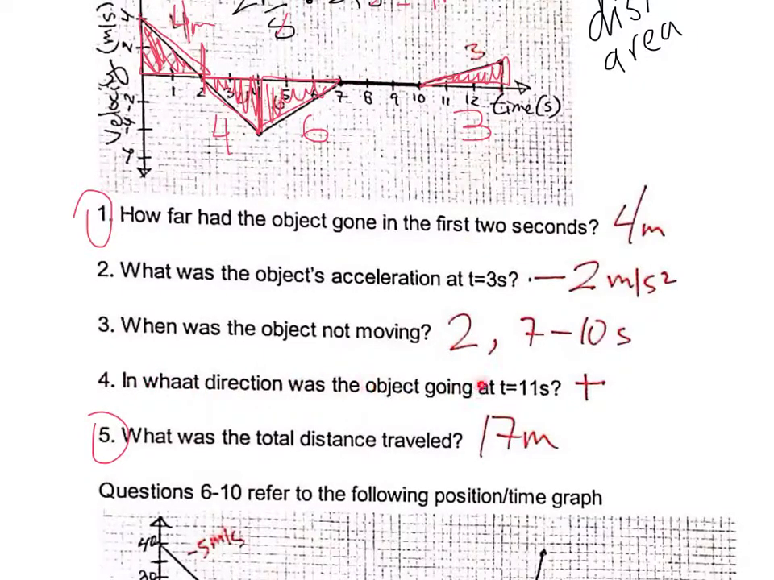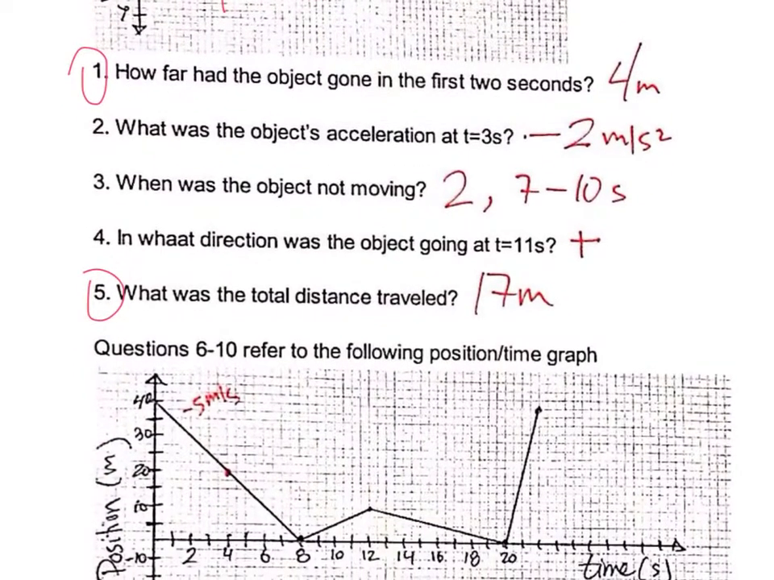In what direction was the object going at t equals 11? So it has some positive value of velocity. Looks like about 2/3 of a meter per second. But if you said this, or if you said positive, or if you said to the right, those would all be correct. I like this spelling of what.